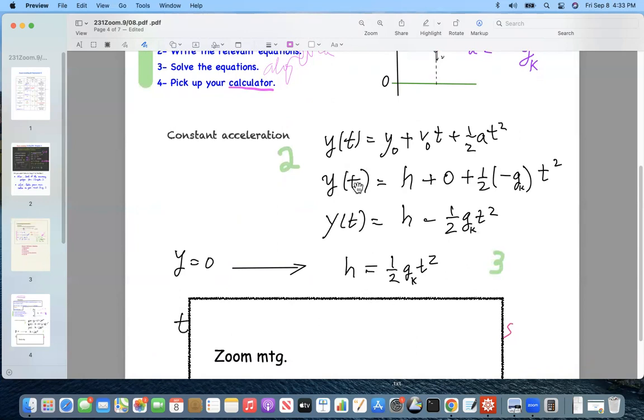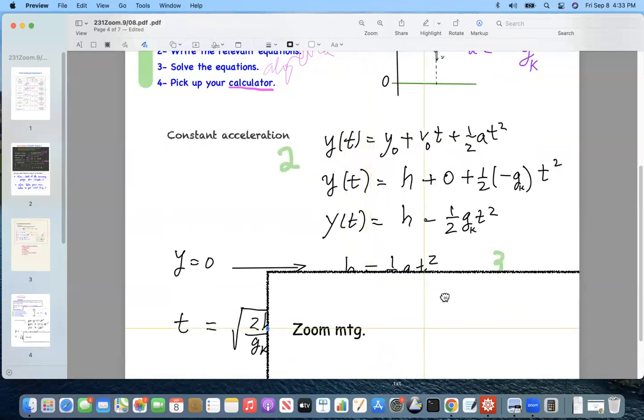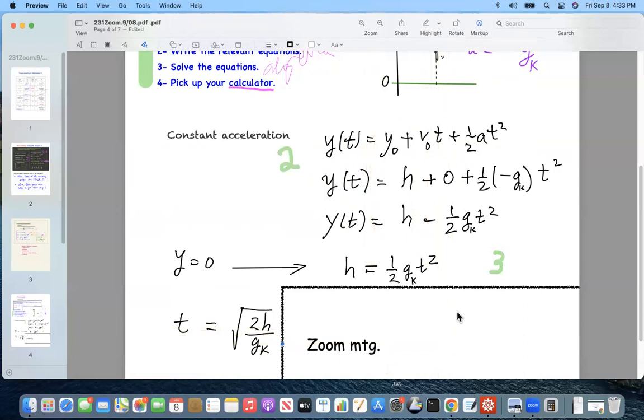So this is analyzing the equations. The analysis was to set y equals 0 and get an equation for t. Now this is an equation for t squared, but I just need to take the square root to get the equation for t. So here's the equation for t. t is the square root of 2h over g sub k. So that's step three.